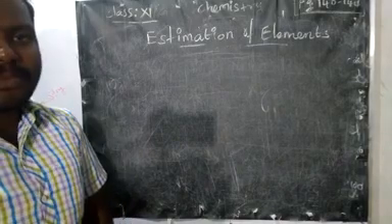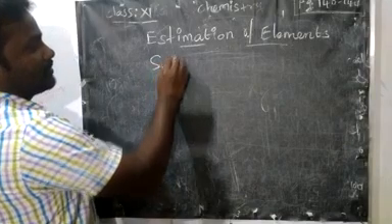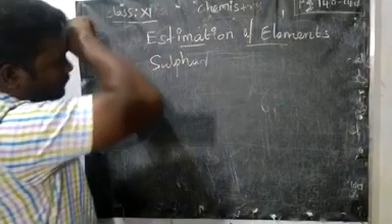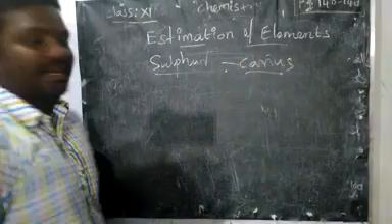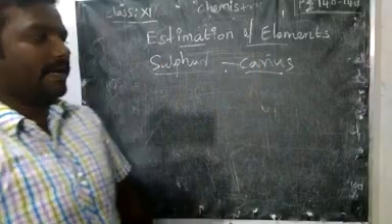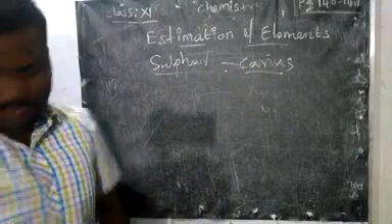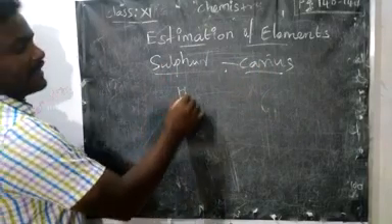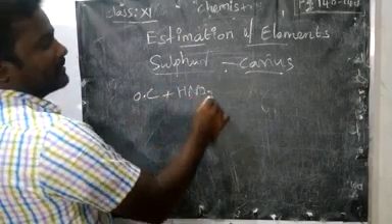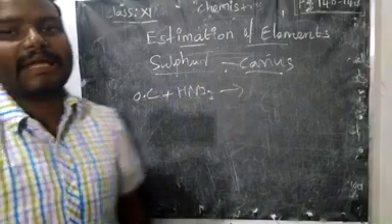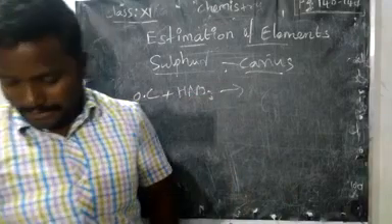Now the next: estimation of sulfur by Carius method. See, this is a very familiar method to estimate many elements, like sulfur. Here the organic compound plus nitric acid is heated in the Carius tube. It will be sealed and heated inside the iron container, right?